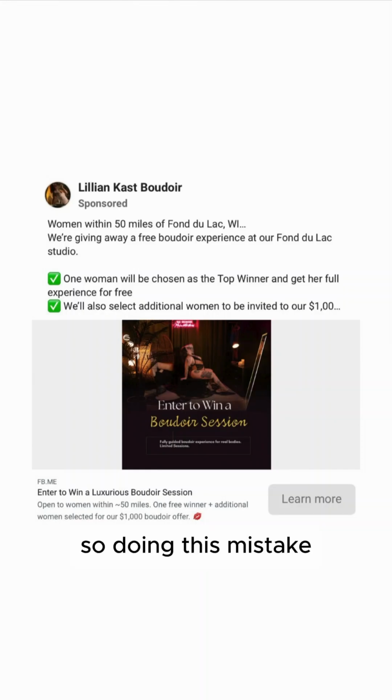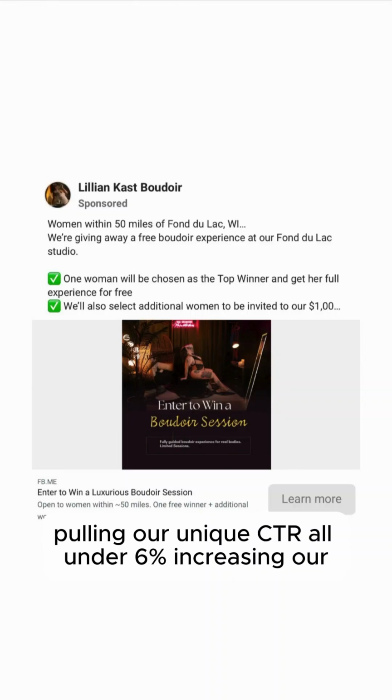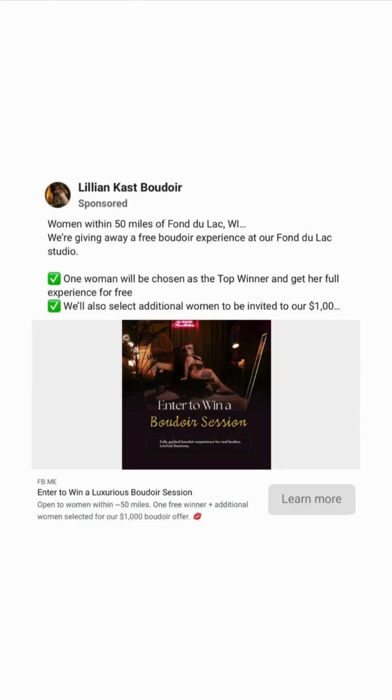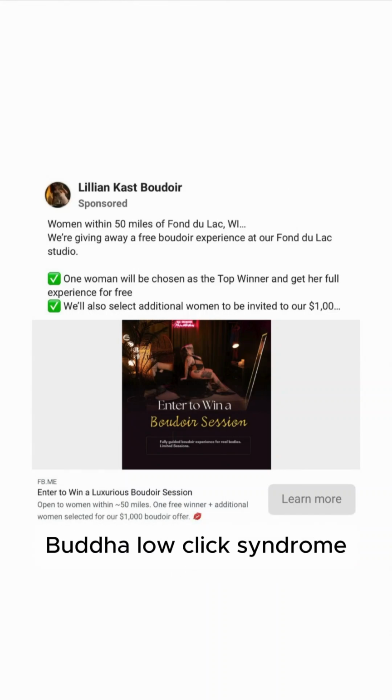So, doing this mistake, we're causing more women to scroll by our boudoir Facebook ad than necessary, pulling our unique CTR under 6%, increasing our probability of BLCS, boudoir low click syndrome.